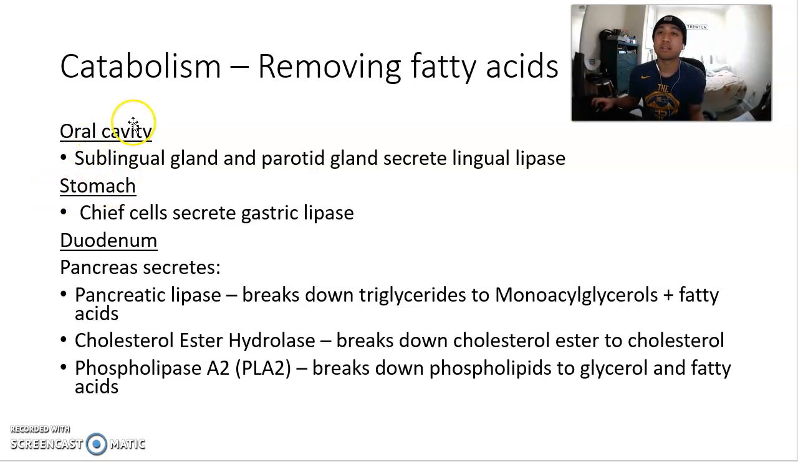And as the food passes into the small intestine, the first part of the small intestine is the duodenum. In the duodenum, the pancreas will secrete pancreatic lipase. This is the biggest contributor to the breakdown of triglycerides to monoacylglycerols and fatty acids. And for those two less common polymers, we have cholesterol ester hydrolase, which will break down cholesterol ester to cholesterol, and phospholipase A2, PLA2, will break down those phospholipids to glycerol and fatty acids.